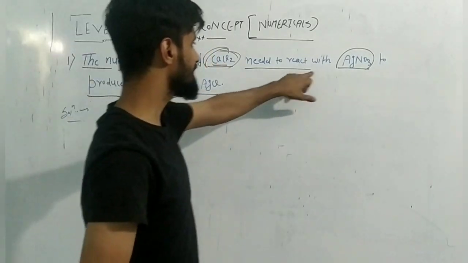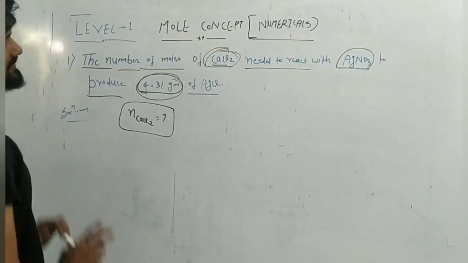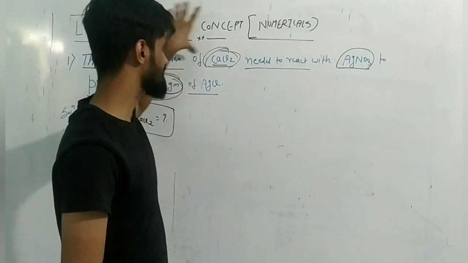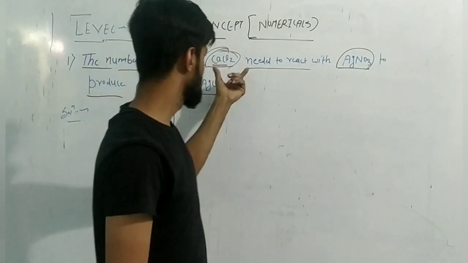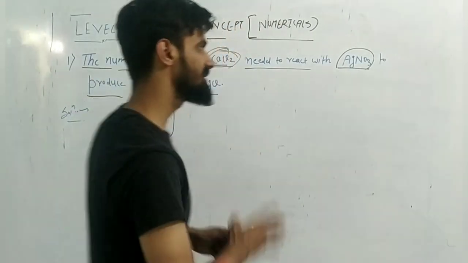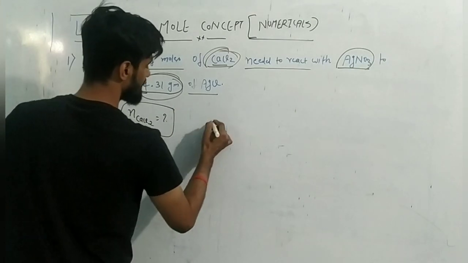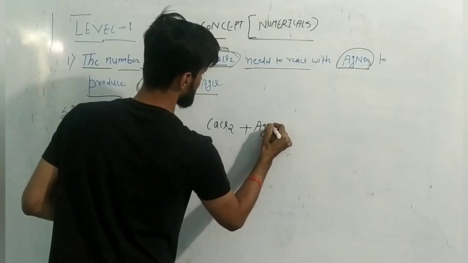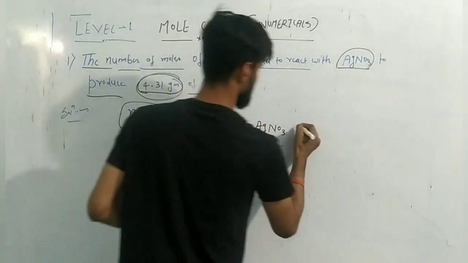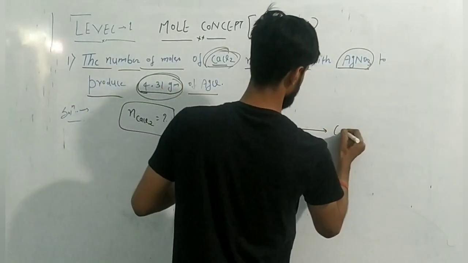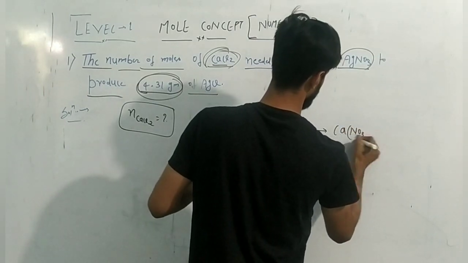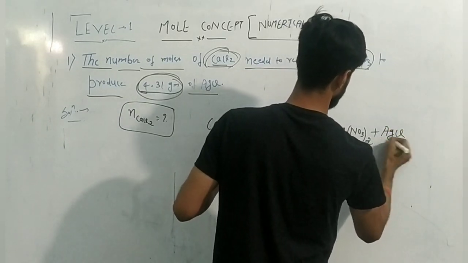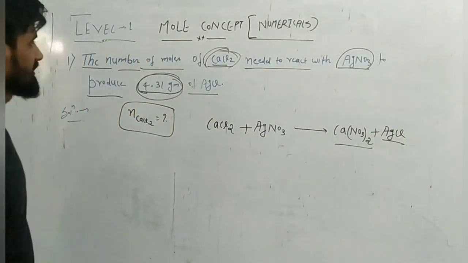Okay, now needed to react with AgNO3 means here you have to write the equation. This is chemistry, and in chemistry if the question is asking in the mole concept in which way CaCl2 is needed to react with AgNO3, then definitely you have to write the equation and chemical reaction. So if you write CaCl2 plus AgNO3, then this reaction is getting converted into Ca(NO3)2 plus AgCl. Okay, Ca(NO3)2 plus AgCl.